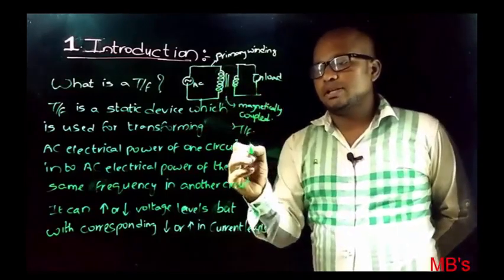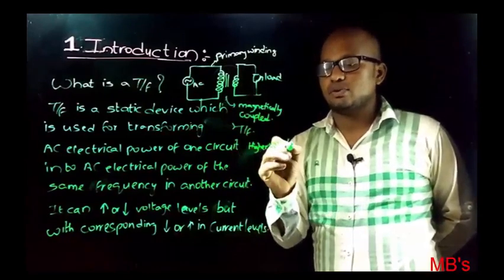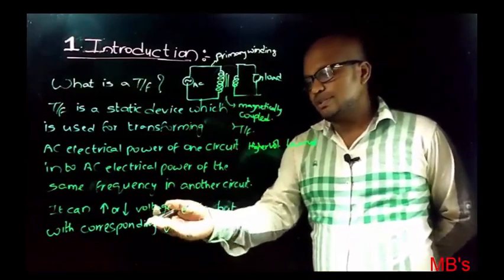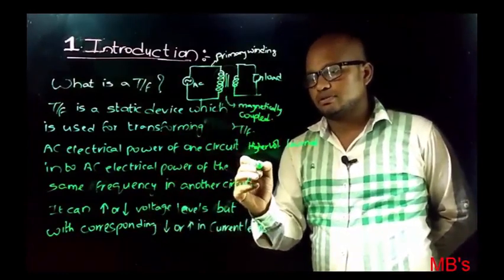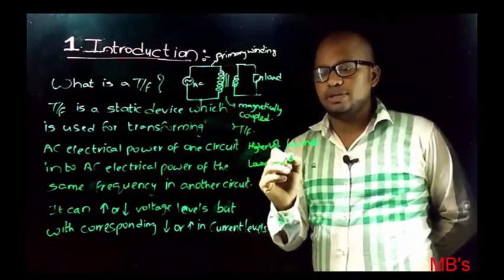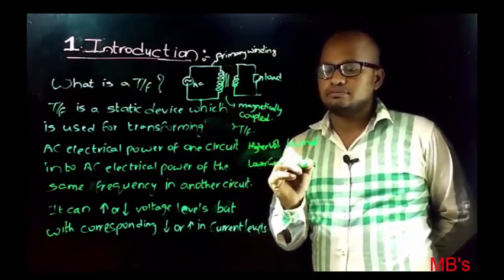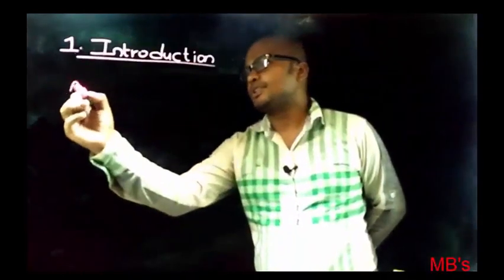Simply, if primary winding is at higher voltage level and secondary winding is at lower voltage level, then according to this statement, primary winding will be at lower current level and secondary winding will be at higher current level. Now let's see the applications of transformer.